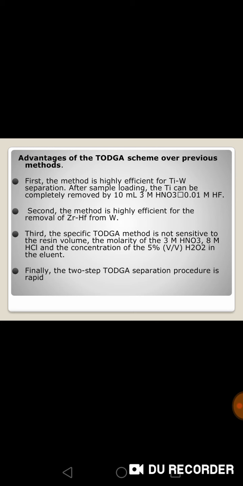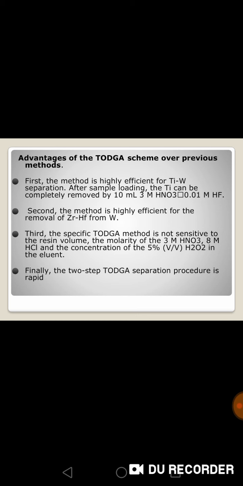So here are the advantages of the TODGA scheme over the previous method. First, the method is highly efficient for titanium and tungsten separation, and after sample loading, the titanium can be completely removed by 10 ml of 3 molar HNO3 and 0.01 molar HF solution. Secondly, the method is highly efficient for the removal of zirconium and hafnium from the tungsten. And third, the TODGA method is not sensitive to the resin volume.